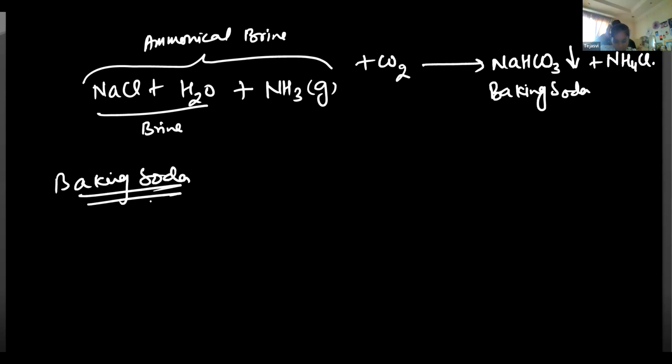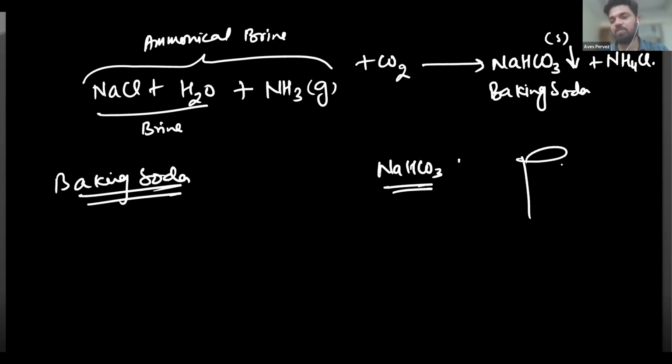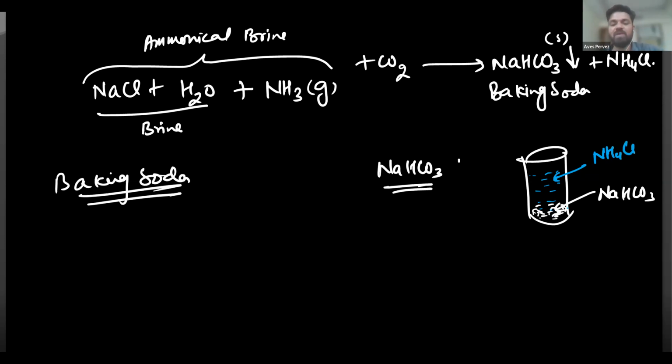Yes, sir. Now, how is baking soda prepared? When we have NaCl mixed with water and we pass ammonia gas to it, it forms ammoniacal brine. When ammoniacal brine is passed with carbon dioxide, it forms sodium hydrogen carbonate, which is insoluble, and it forms a precipitate, and the ammonium chloride remains dissolved in aqueous solution. So we filter the mixture. We get NaHCO3, that is baking soda, which settles down in the container, and the ammonium chloride stays dissolved. So we can separate it by easy filtration. Got it? Now you understood?